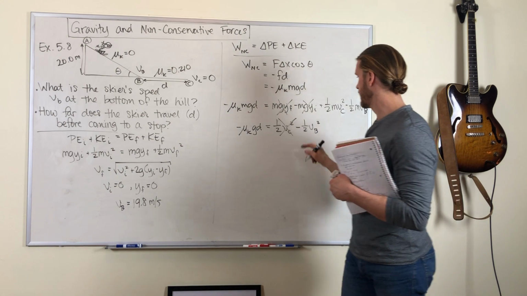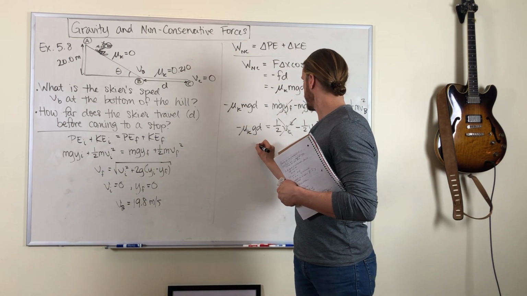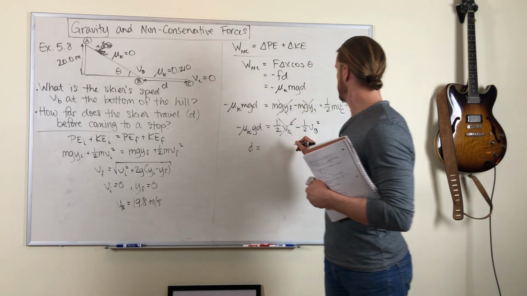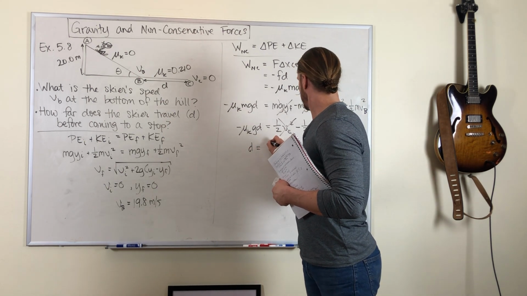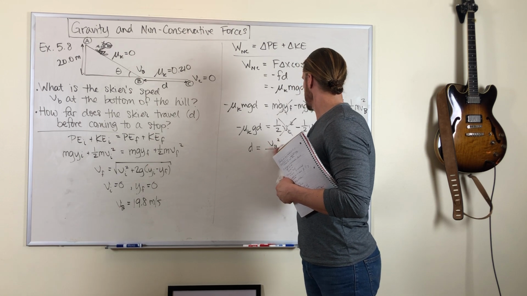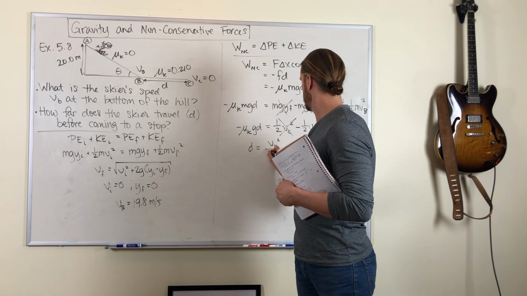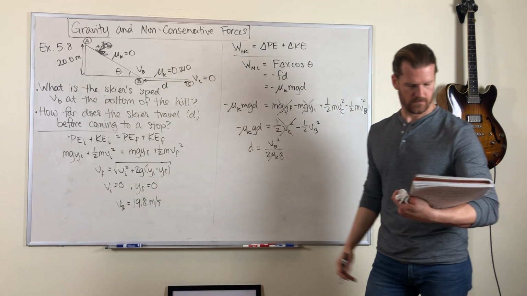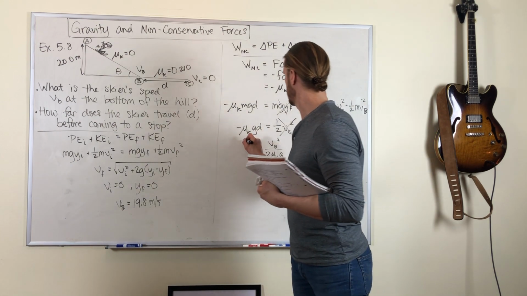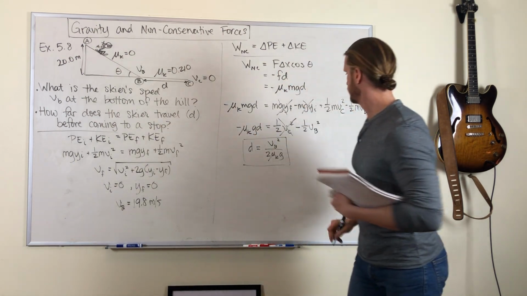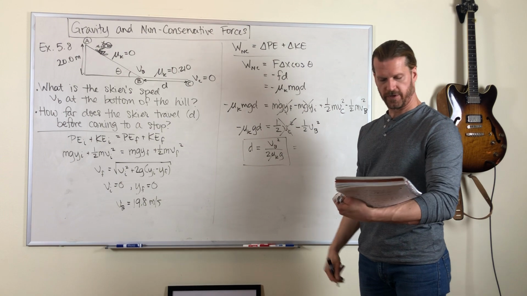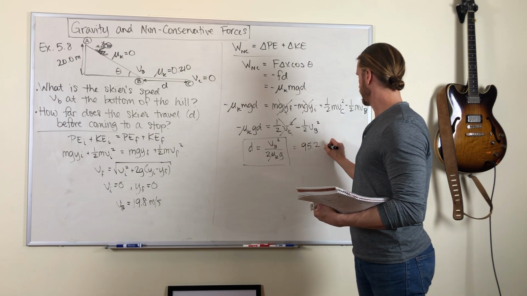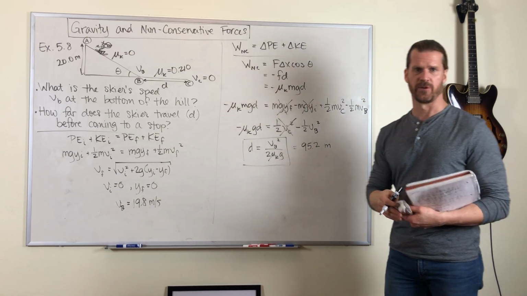Okay, so with all that said, we can now finally get this expression for the distance traveled. d will equal v_B squared over 2 mu g. And plugging in all those numbers, we find that the skier travels 95.2 meters before coming to a rest.